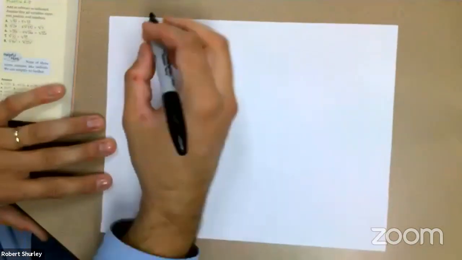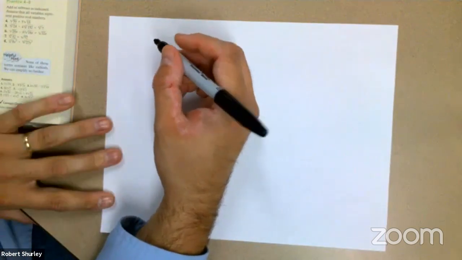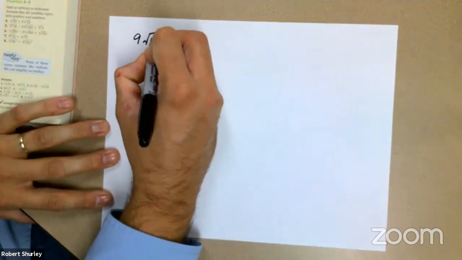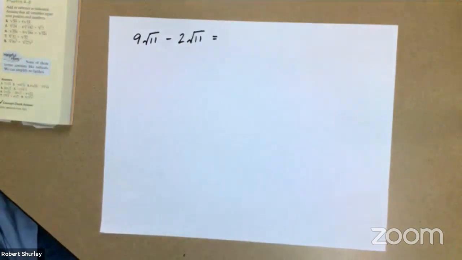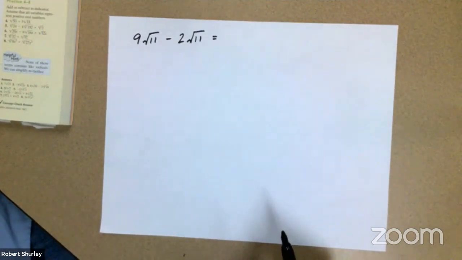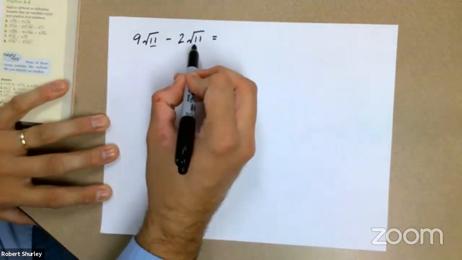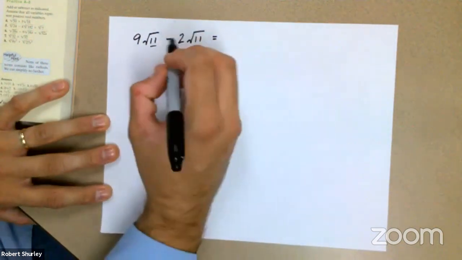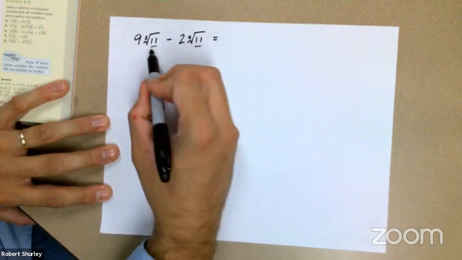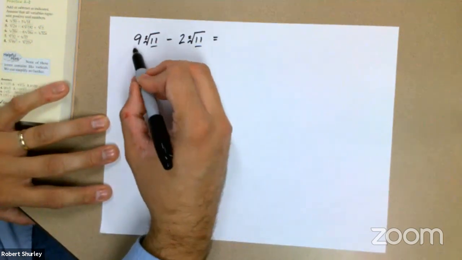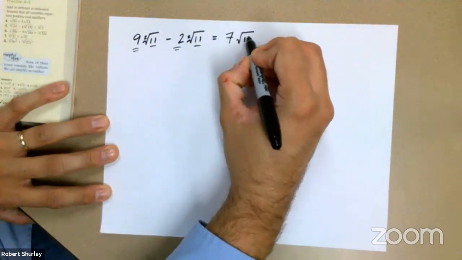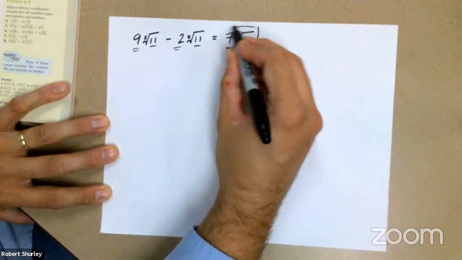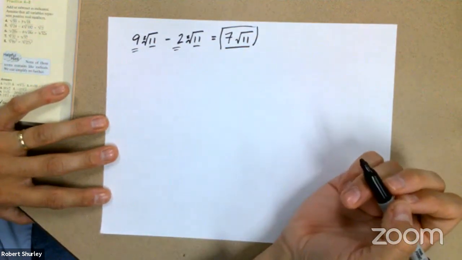An easy example: let's say we had 9 square root of 11 minus 2 square root of 11. Now again, look, we've got the same radicand, 11, and the same root, 2. So because we have the same root and radicand, we can subtract the 9 minus the 2, and it gives us 7 square root of 11. Okay? Not bad, right? Pretty simple.